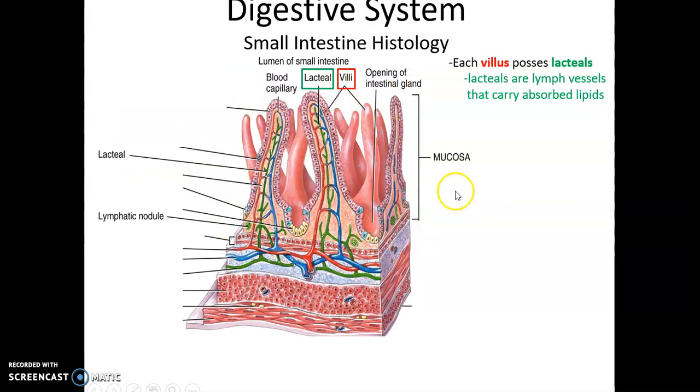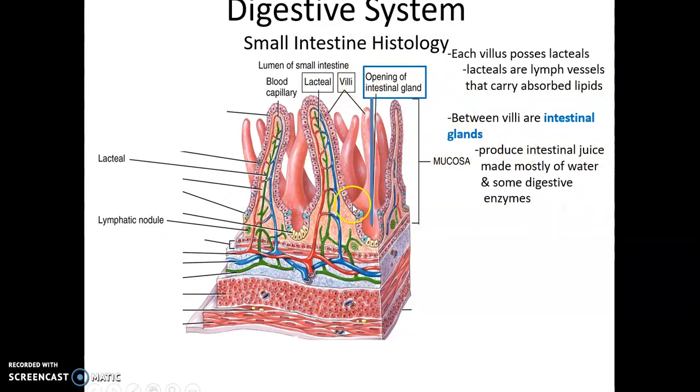Here is a closer up view of some of the villi, and we see each villus, each finger-like projection, possesses a lacteal structure. Lacteals are lymph vessels that are able to absorb the lipids, the fats, from the nutrients that are absorbed into the small intestine. Between the various villi, there are some depressions referred to as intestinal glands. The intestinal glands are able to produce the intestinal juice, which is mostly water and some digestive enzymes.